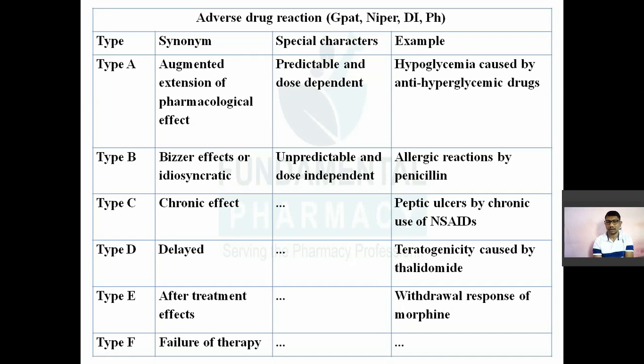Okay, delayed type of adverse drug reactions are nothing but the teratogenic effects of drugs. Type E adverse reactions are known as after treatment effects. Type E adverse drug reaction: after treatment effect.